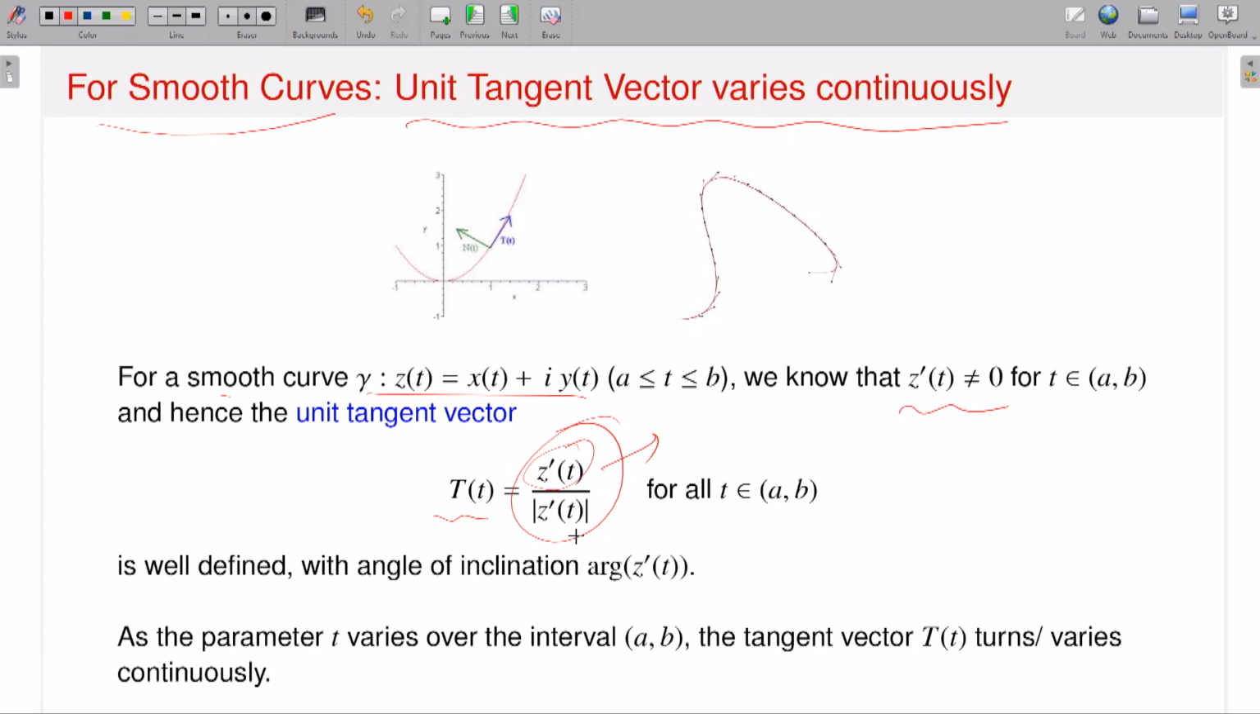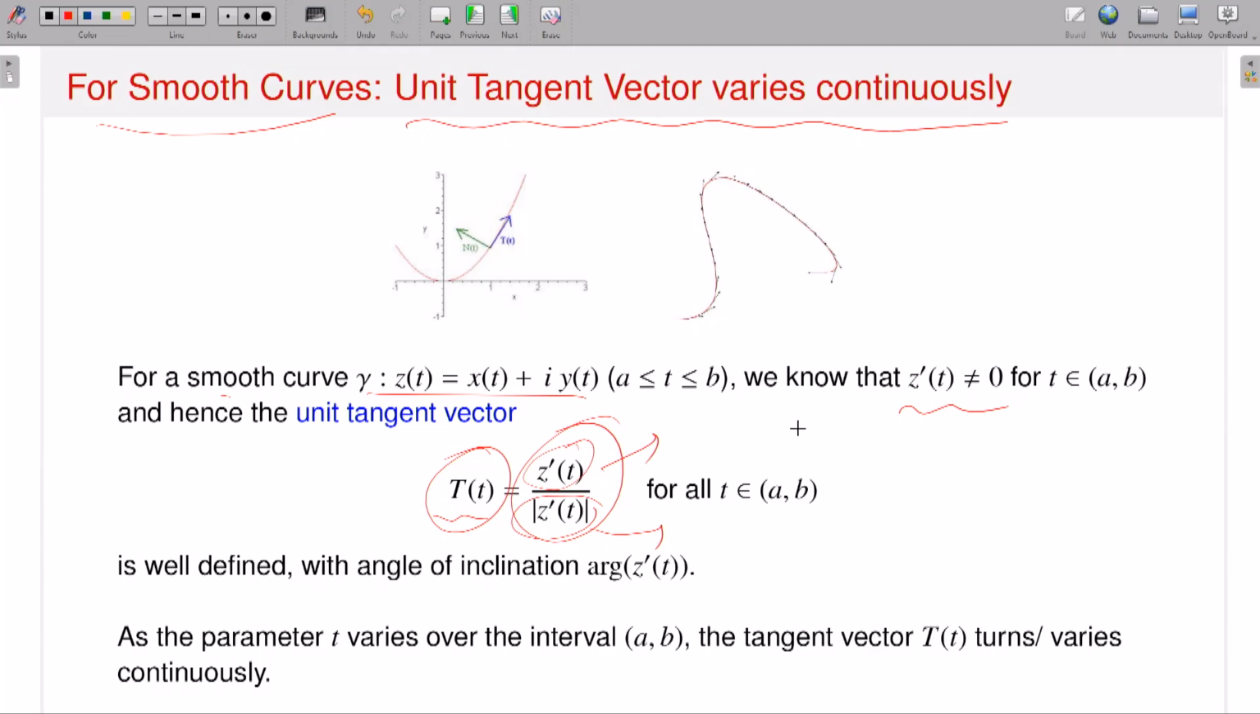The denominator is the absolute value of z prime t. I can make sense of this object because z prime of t is non-zero, and the absolute value of z prime t is also a continuous function. Now the quotient of two continuous functions is also a continuous function. So therefore t goes to T of t is a continuous function.